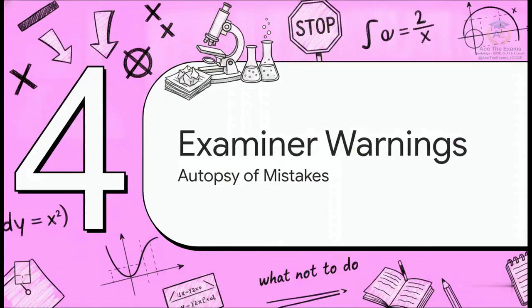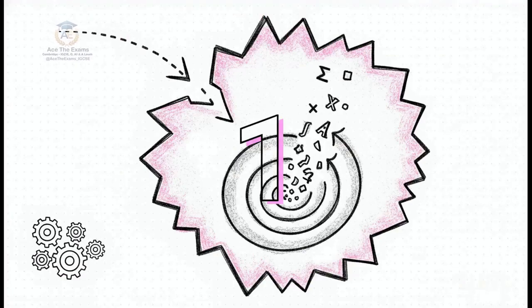All right, let's pivot to Section 4, Top Examiner Warnings. Consider this an autopsy of past mistakes. We're going to count down the top 3 errors straight from principal examiner reports. Here is mistake number 1.